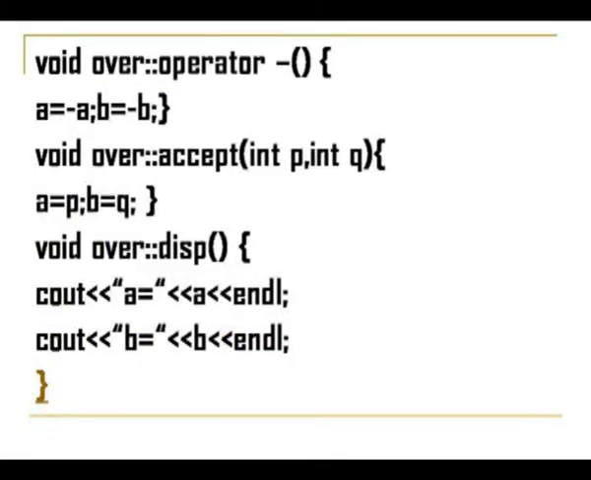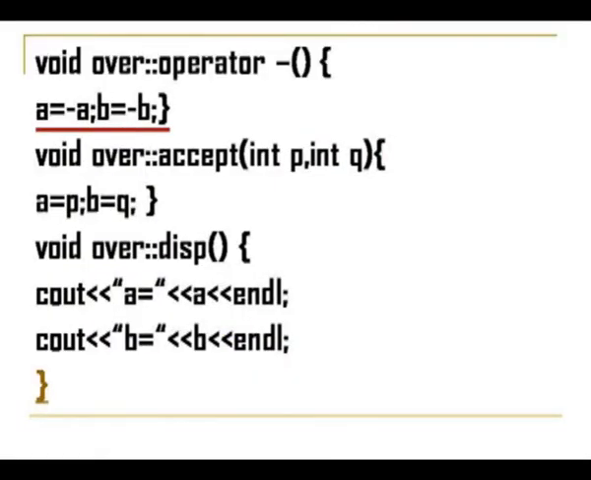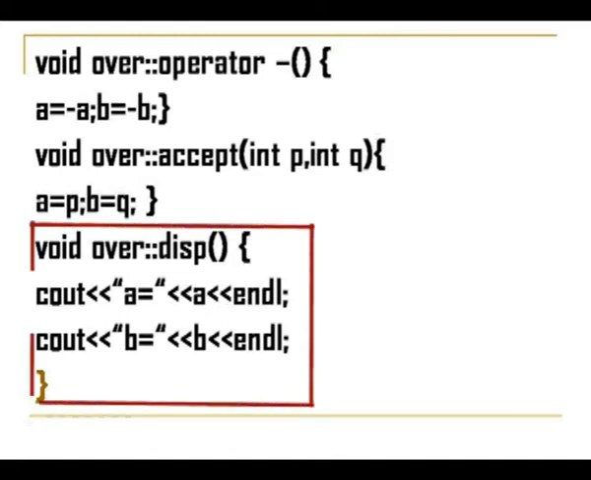You are having the operator function with the symbol, no arguments, that means it is defined inside the class. When you are giving just one operator, you know the work of the minus operator is to change the sign of the variables. So, a is equal to minus a and b is equal to minus b. Then using accept, you are accepting two values, p you are assigning to a and q you are assigning to b, and display, we all know it is to display the result a and b, that is it.